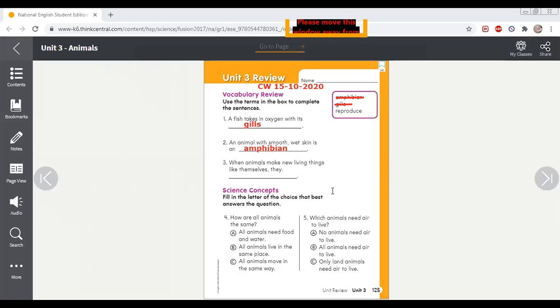So, which is the animal who has smooth, wet skin? They are called the amphibians. And they lay eggs in the water, and their body is wet, and they live both on land and water. So, they are called the amphibians.